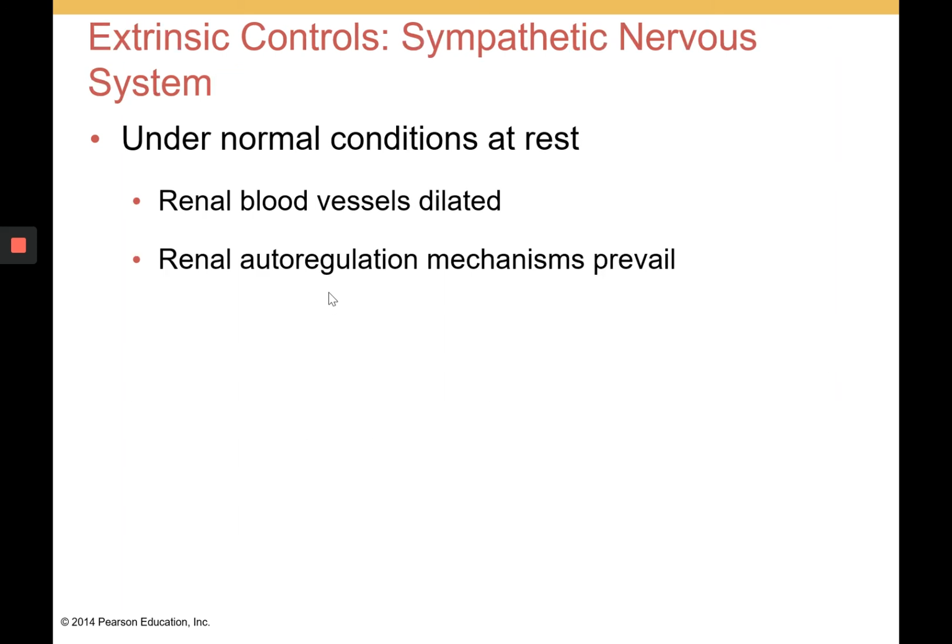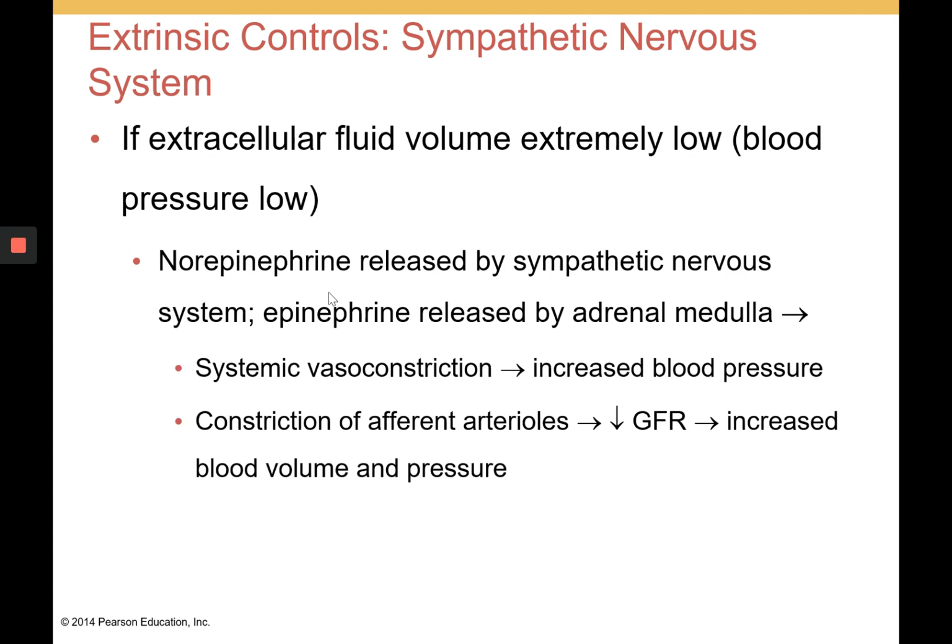So again, under normal conditions at rest, it's going to be the intrinsic controls that dominate. The renal blood vessels will be dilated, and the renal autoregulation mechanisms are prevailing. But if it's not normal conditions, if we're outside of that 80 to 180 millimeters of mercury mean arterial pressure, then extrinsic controls are going to take over. And these are mainly going to be regulated by the sympathetic nervous system.